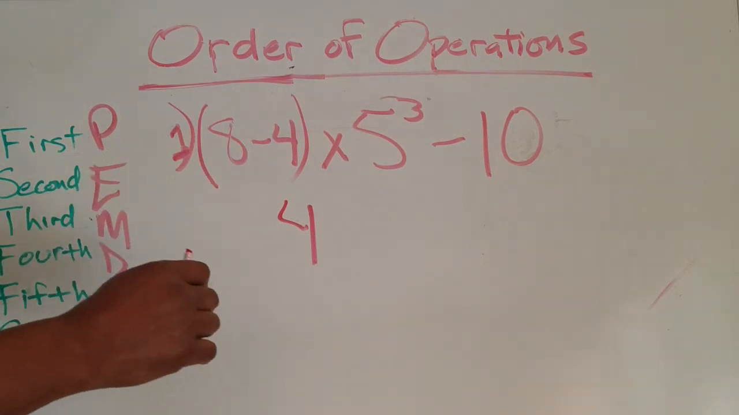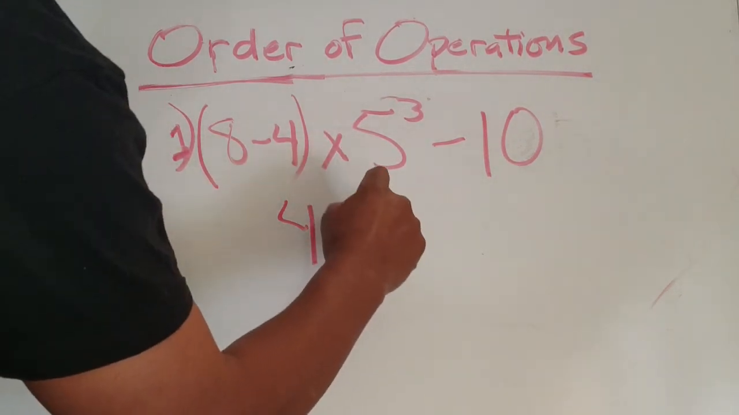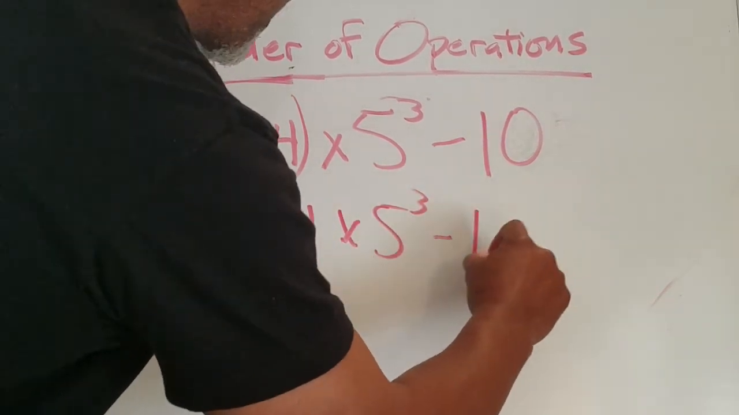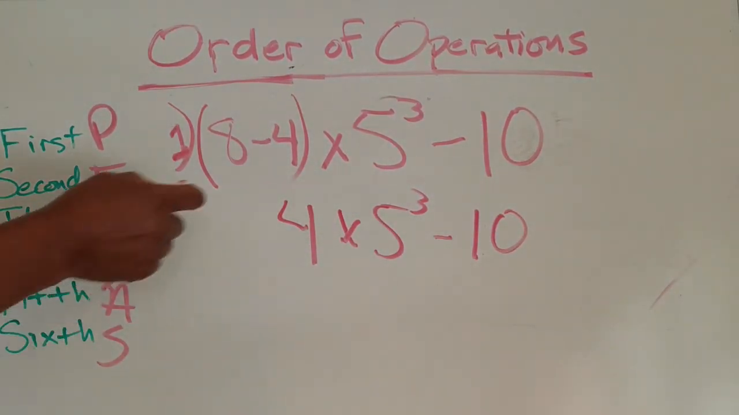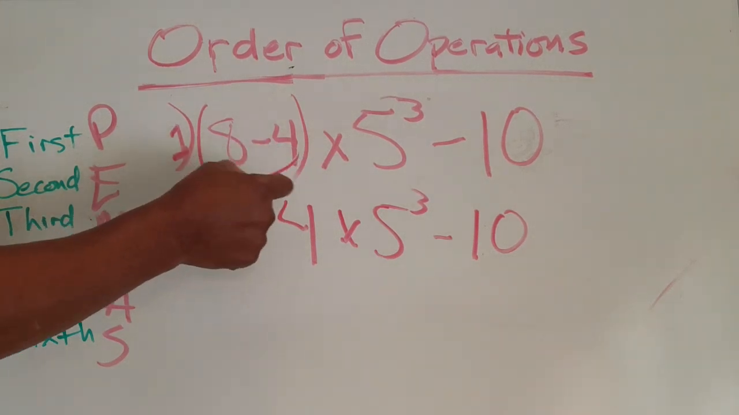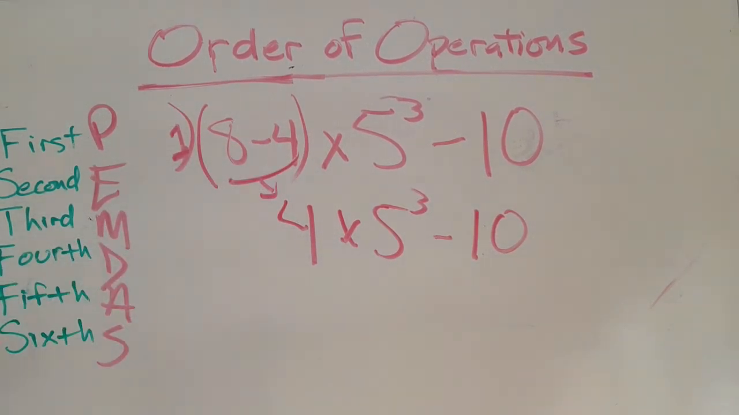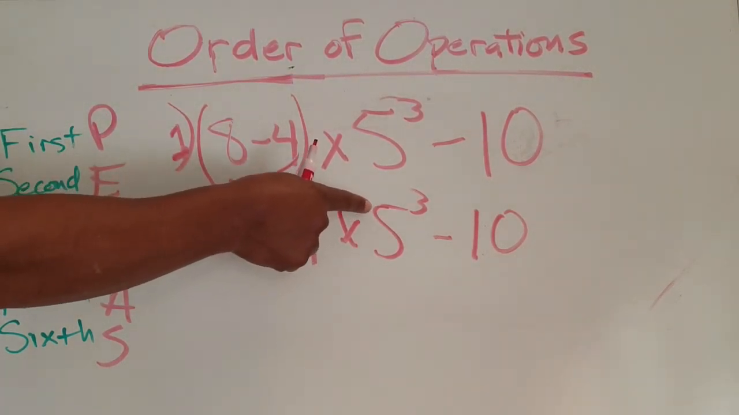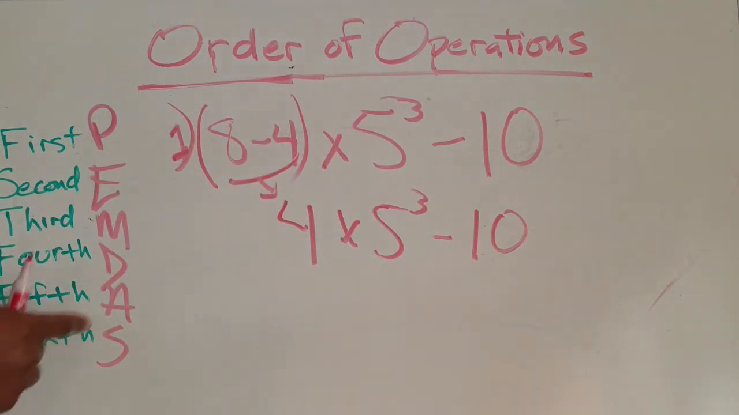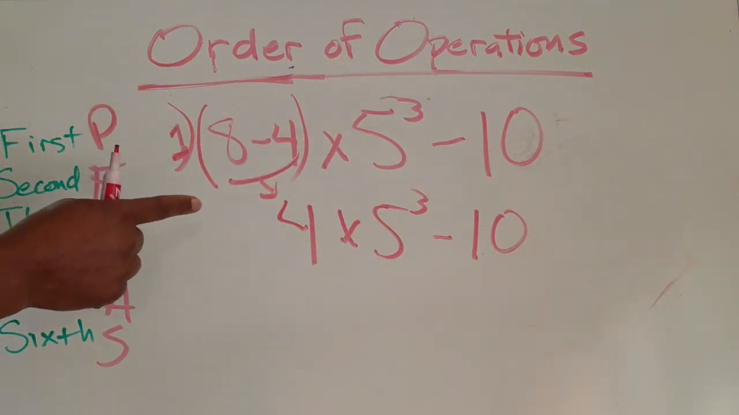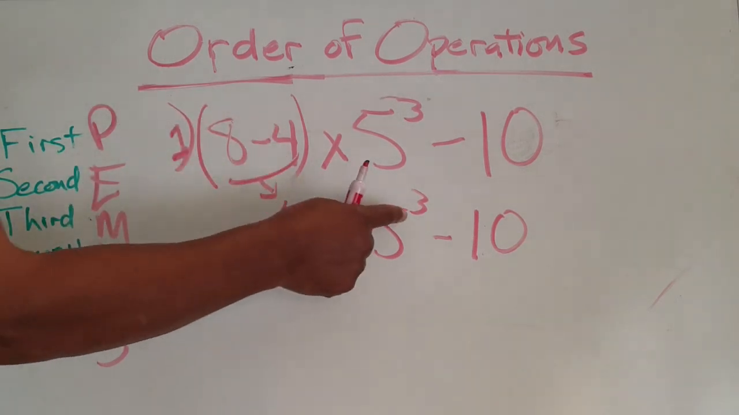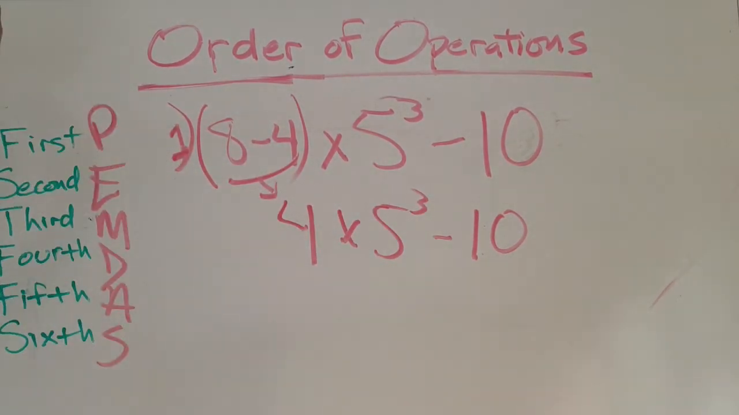Now we simply write the rest of the problem. 4 times 5 to the 3rd power minus 10. All we did was take 8 minus 4 is 4, and we wrote it here. Next, what comes next is exponents. I see an exponent. That's 5 to the 3rd power. Don't forget, oh my gosh, there'll be at least 3 people in the class who'll do this wrong. They'll say that's 5 times 3. You missed it.